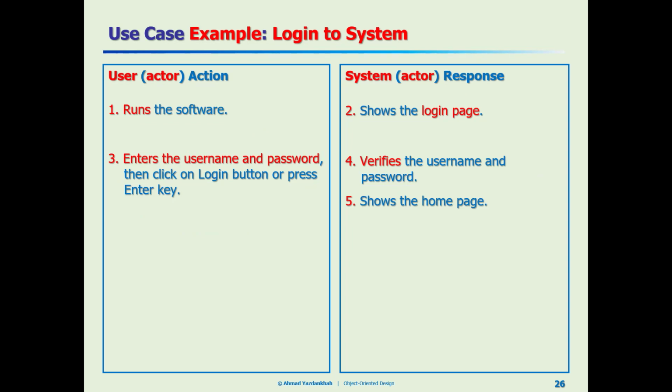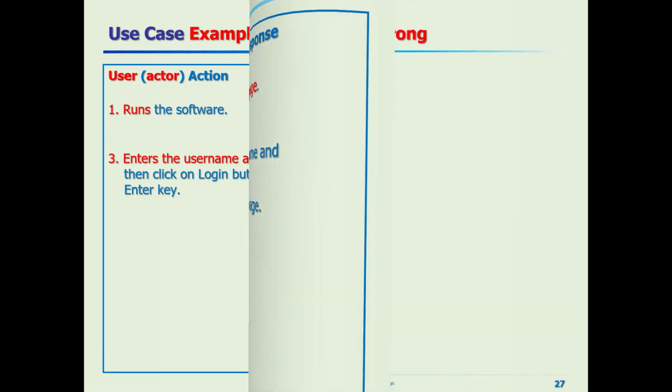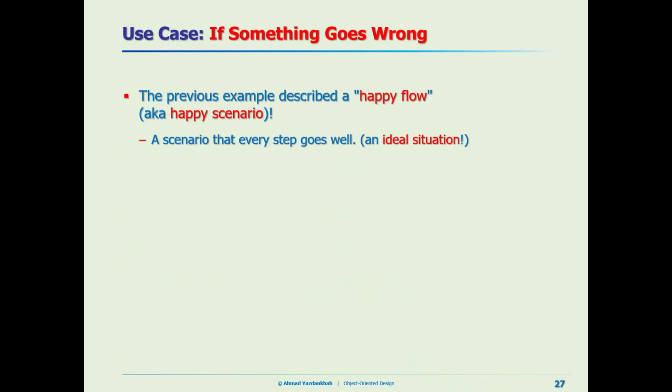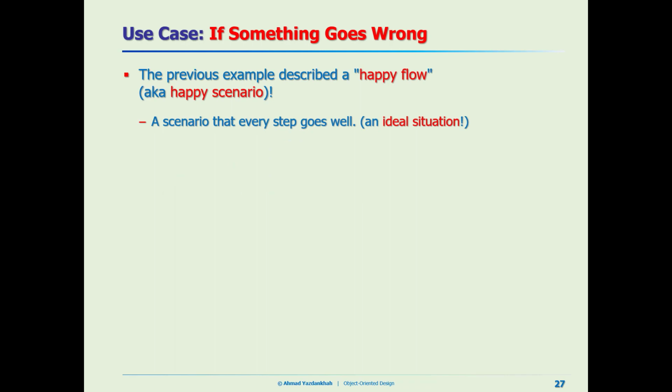Okay, so up to this point, we assume that everything is fine. We are living in an ideal world. But is this the case? No. Sometimes something goes wrong. So whatever I explained, we call it the happy flow or happy scenario. It's an ideal situation, but we will have an unhappy scenario if something goes wrong.